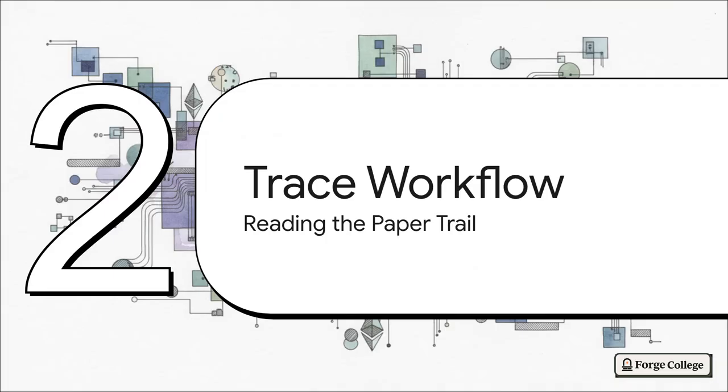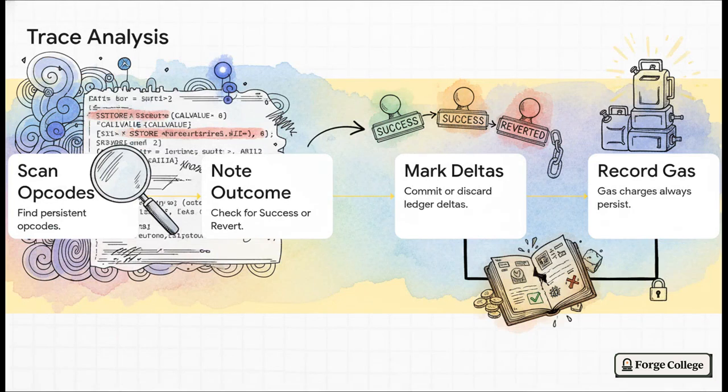Section 5. Trace Analysis Workflow. Reading the paper trail. So, what do you do when you're staring down a massive, complicated transaction trace in a block explorer? Well, here is your definitive 4-step workflow for analyzing traces like a total pro without getting lost in the weeds. Step 1. Scan the trace specifically for persistent opcodes. You're looking for SSTOREs, balance transfers, or contract creations. Just ignore the noise of the scratchpad.